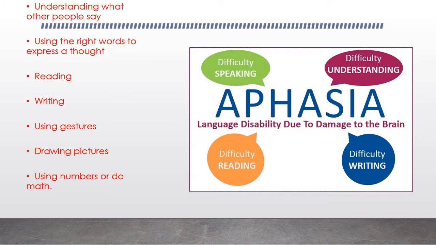For them, reading can be frustrating. Writing can be frustrating. Even things like using gestures to say, come here, or go over there, or pointing to this or that can be affected. Drawing pictures can become a really difficult task, even if it's just a circle with a smile or a clock. And using numbers or doing math in any sort of way, be it by hand or using a calculator, can also become jumbled for a person that's having difficulties with aphasia.